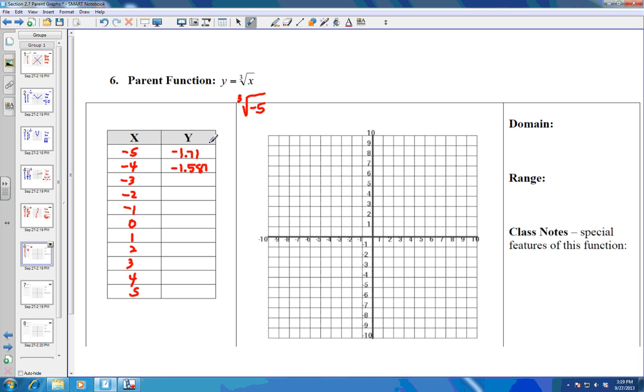The cubed root of -4, that's going to be -1.587. When I type in -3, -1.442. -2 is -1.26. -1 is -1. 0 is 0. 1 is 1, and then 2, these will share the same numbers, but they're going to be positive. One number that I probably should have included on here is 8 and -8. Okay, when I plug in 8 and -8, this is going to be -2 and +2.